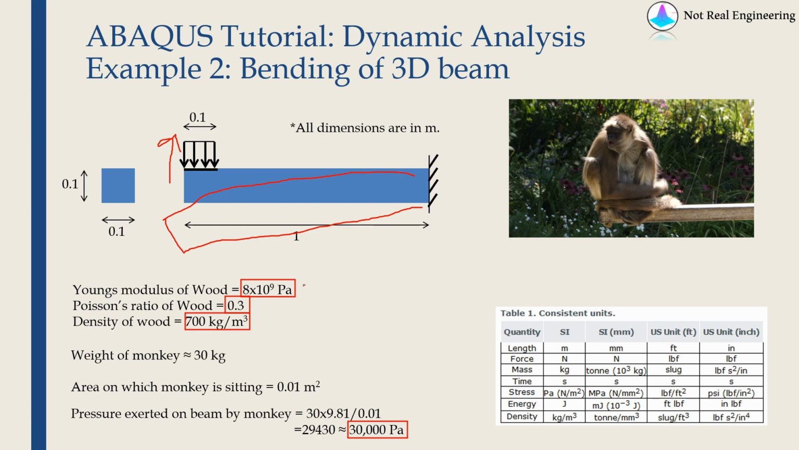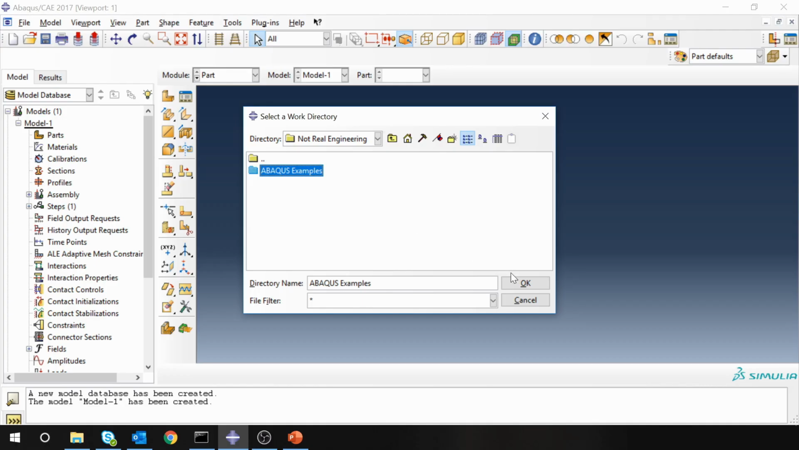So again, these are our material properties. For dynamic analysis, we will need a density as well. This much is the pressure we are going to assume the monkey is applying on the beam, and we are going to stick with these SI units. Let's start. So always first thing, set the working directory for Abaqus.